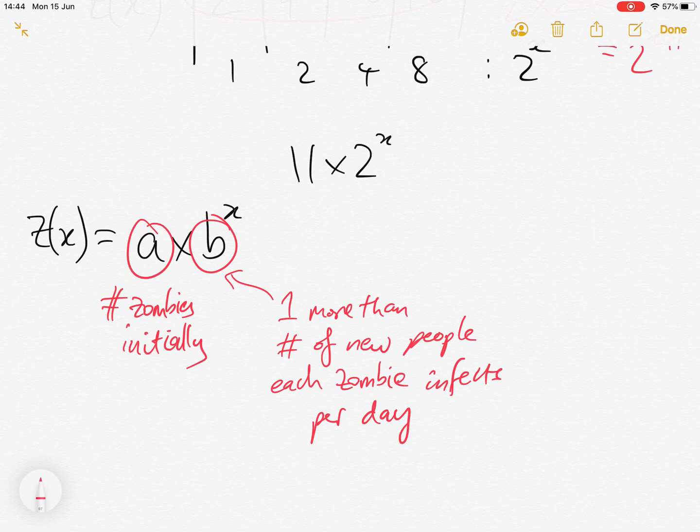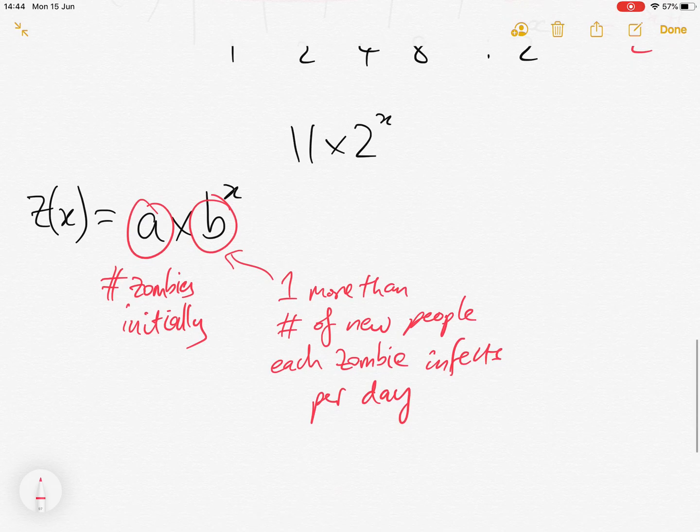Okay, so hopefully that helps a bit with answering some of the questions in the investigation.